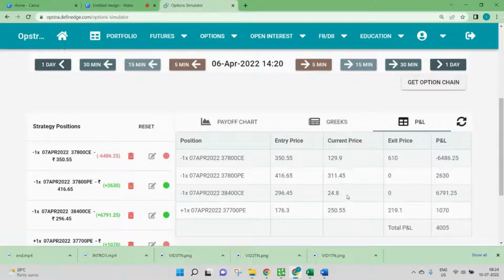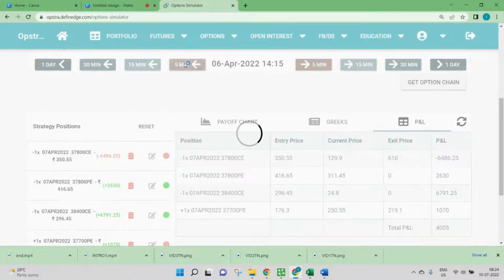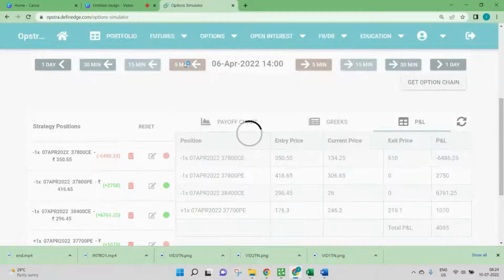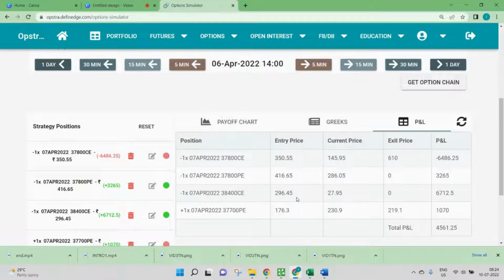Okay, here we are. If you see here, let me go back a bit. The two open premiums are 286 and 27. So one premium is more than 10 times the other premium. This makes us exit the trade right away. So 4561 is the profit with which we will exit.